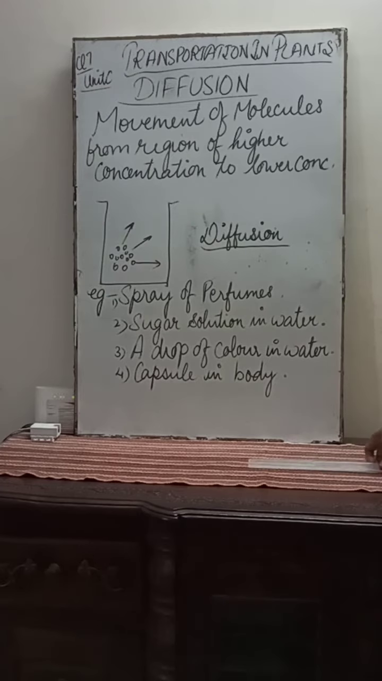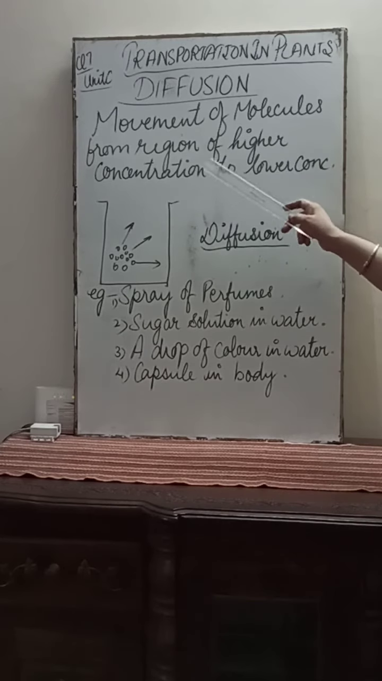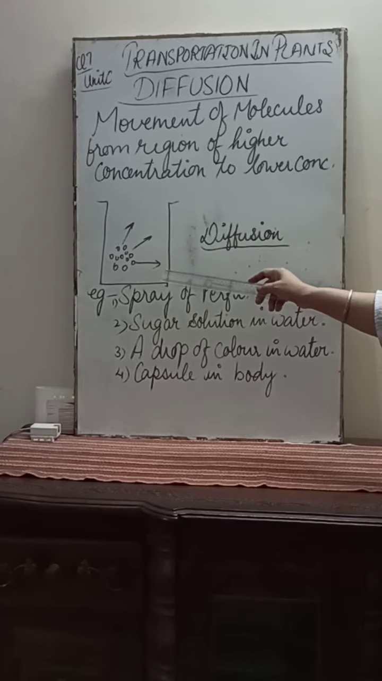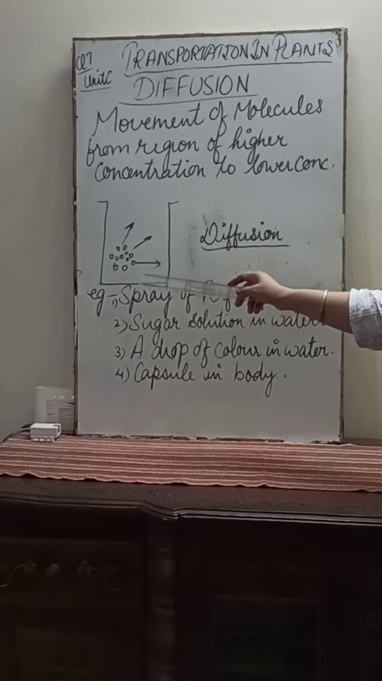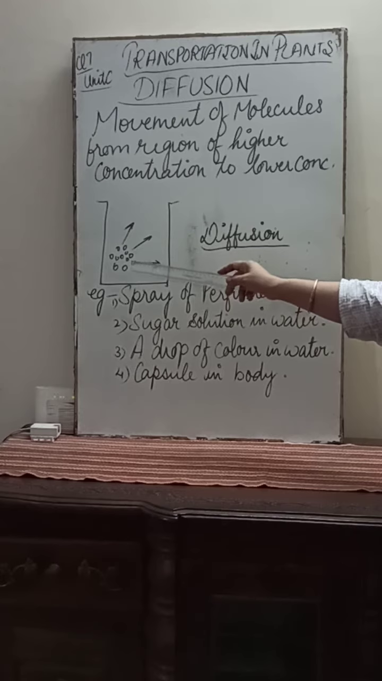Students, we shall understand the process of diffusion. Now what is the process of diffusion? It is the movement of molecules from region of higher concentration to region of lower concentration. Now this is a diagrammatic sketch of the process of diffusion. Now we can see the molecules, they are collected in a particular place.